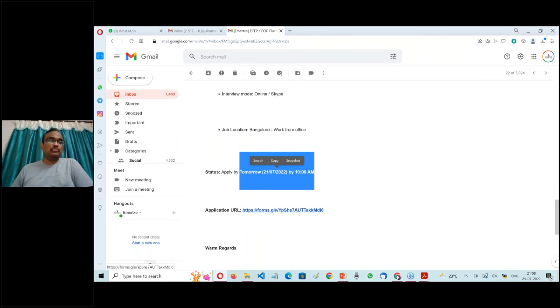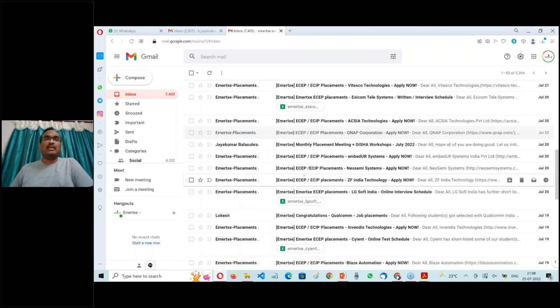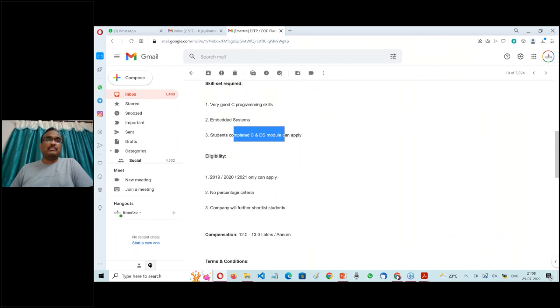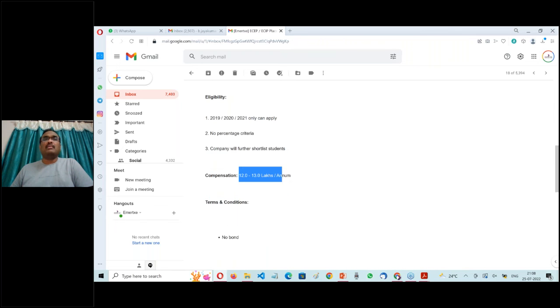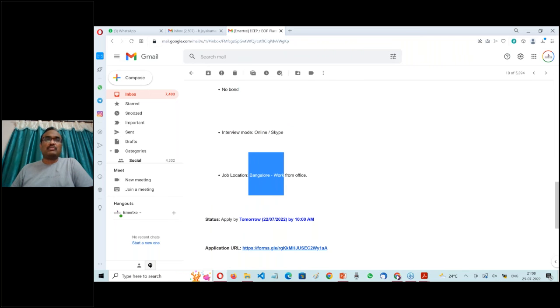Similarly, if I go back and check something relatively different, let us say Ampere Computing, again a lot of detail is given. C programming is required, embedded systems, and the DS model can apply. This company has slightly different criteria: only 19, 20, 21 can apply. No percentage criteria. The company will shortlist 40 students. They're in a premium range, 12 to 13 lakhs. No bond, interview mode, and the job location is work from office. Everything is clearly mentioned, and there'll be a link for you to apply.